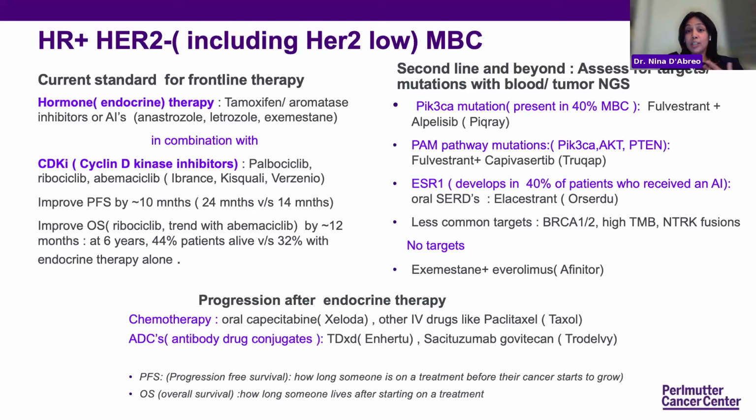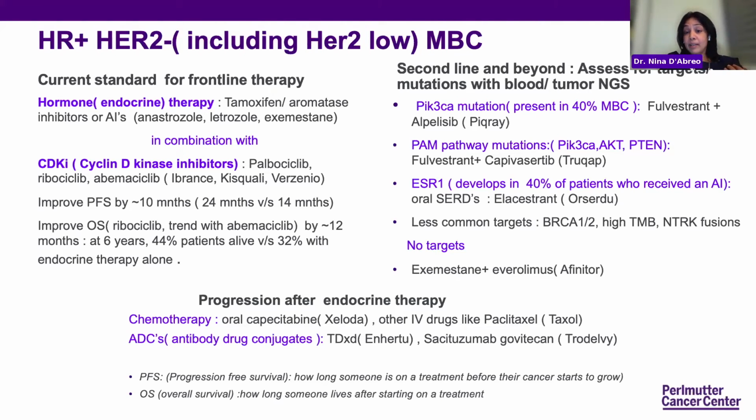There's a drug on the market called Piqray. Piqray, in combination with another type of estrogen blocker, Faslodex or fulvestrant, is what we would use in patients who have this mutation. Unfortunately, a lot of side effects, especially high blood sugar, a lot of fatigue and nausea with this drug. So it may not be something that everybody can use.